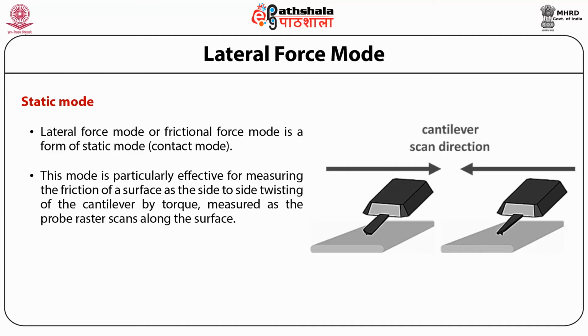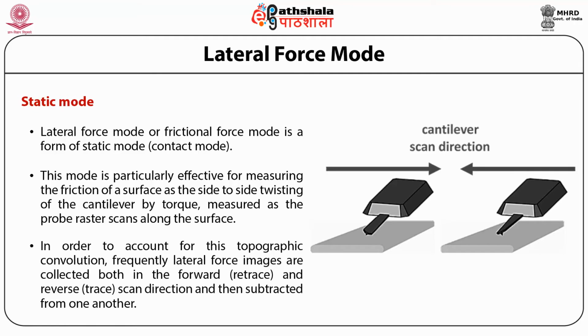This is because changes in topography will incur a torsion onto the cantilever as well. In order to account for this topographic convolution, frequently lateral force images are collected both in forward and reverse scan direction and then subtracted from one another.